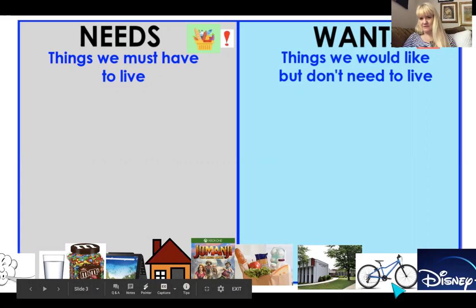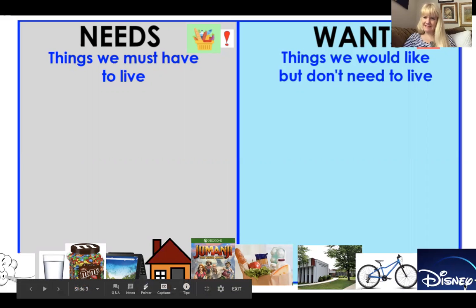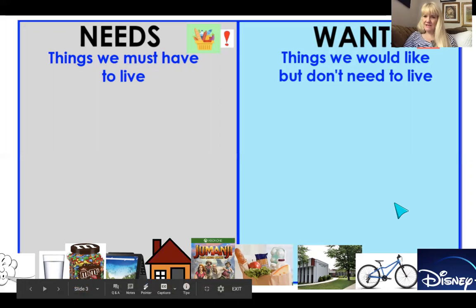How about a bicycle? Again, make that decision. Is a bicycle something you like to have, but you don't really need it? Or is a bicycle something that you need to have? And finally, what about Disney? A Disney Channel maybe, or Disney, going to the Disney park in Florida or California. What is Disney? Is it something that you need or just something that you would like?